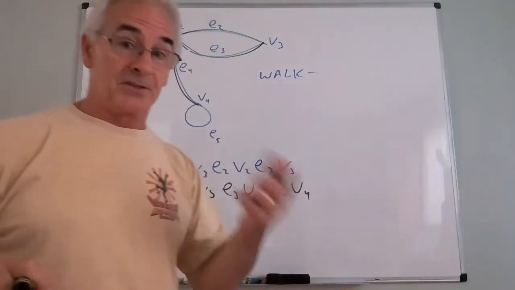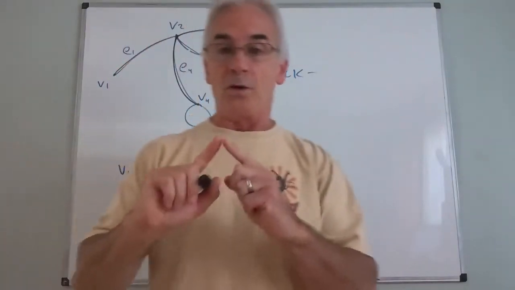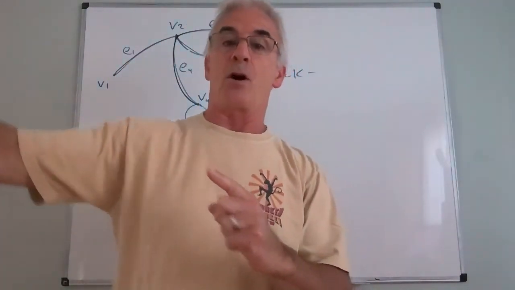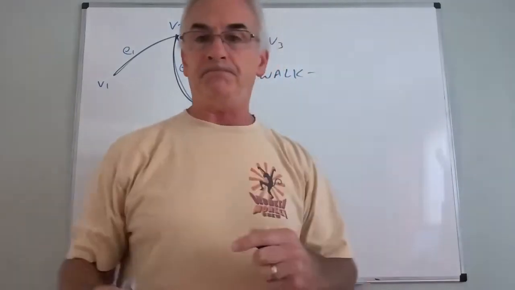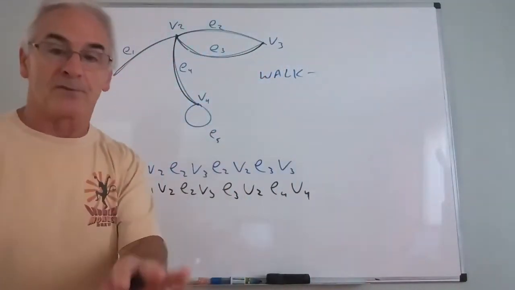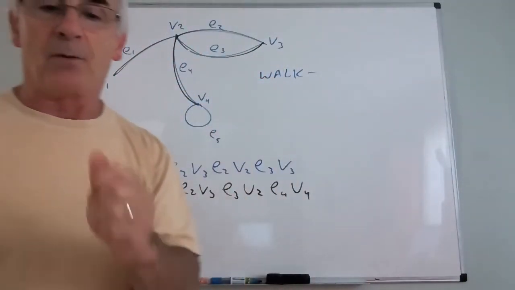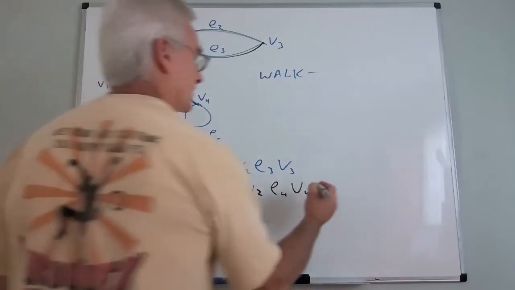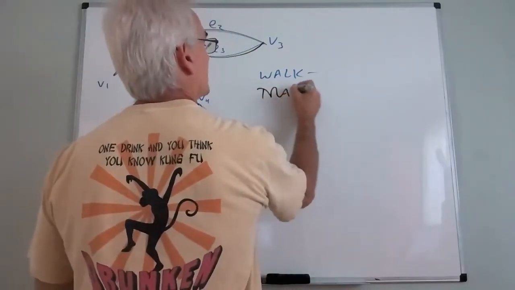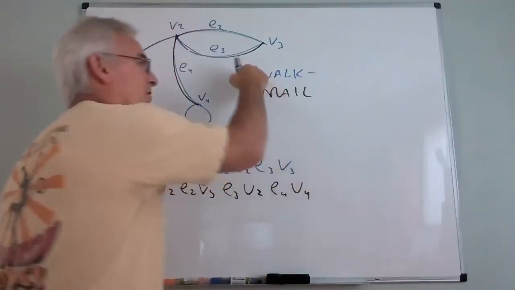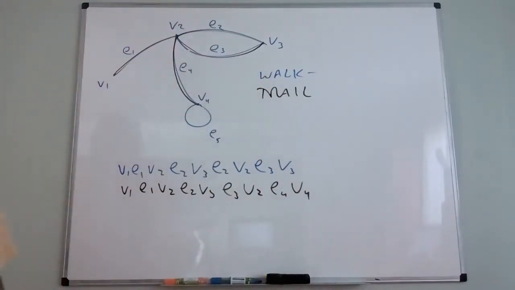Now, I could visit the same house. I could walk on one side of my street to a house and then walk on the other side of my street. So I can repeat the vertices, that's okay, but I did not repeat an edge. This is called a trail. So what a trail is, it's a walk with no repeated edges.